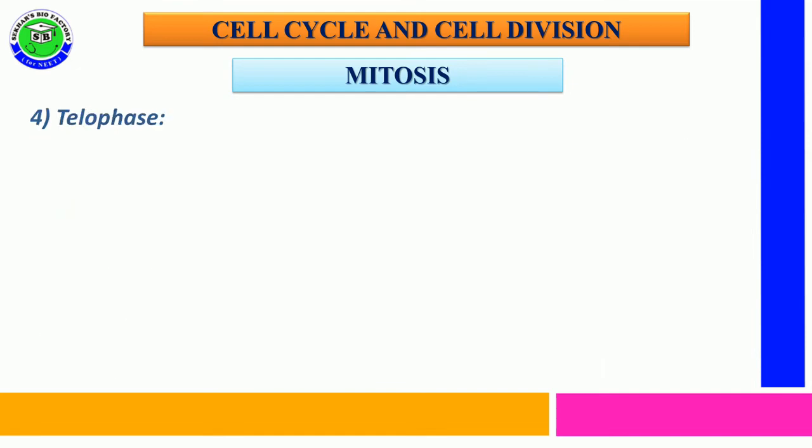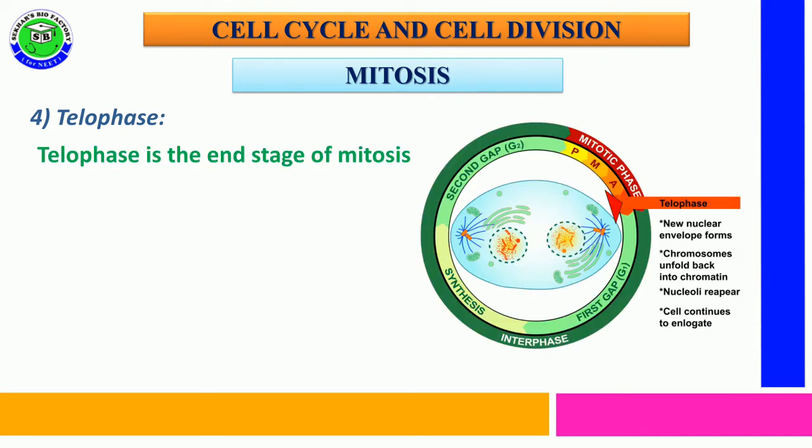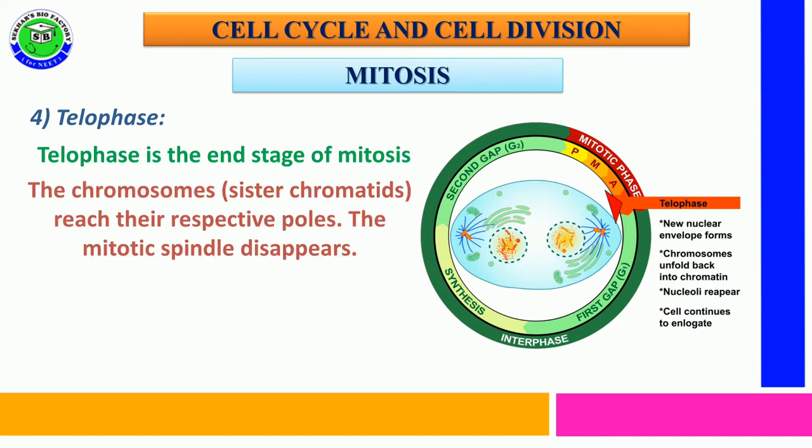The last phase of karyokinesis is telophase. When the cell enters telophase, it is the end stage of karyokinesis in mitosis. At this time, the chromosomes, consisting of two sister chromatids, reach their respective opposite poles, and the mitotic spindle fibers completely disappear at the beginning of telophase.